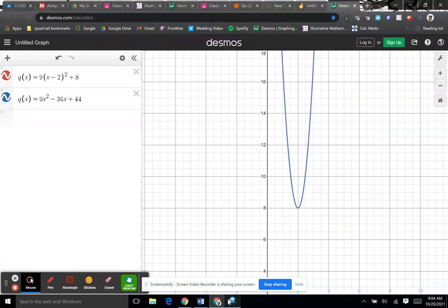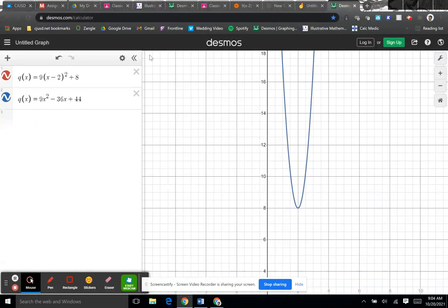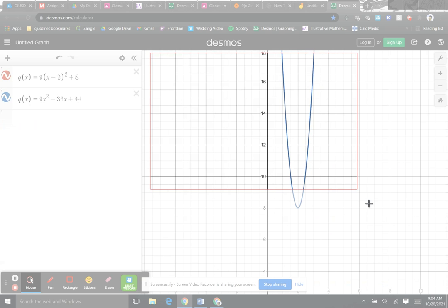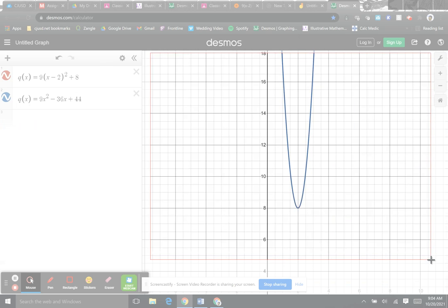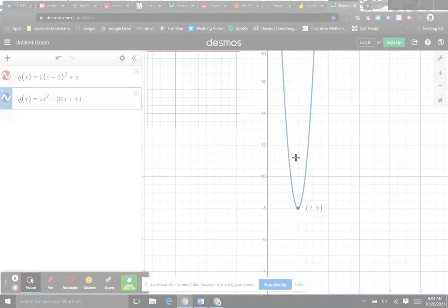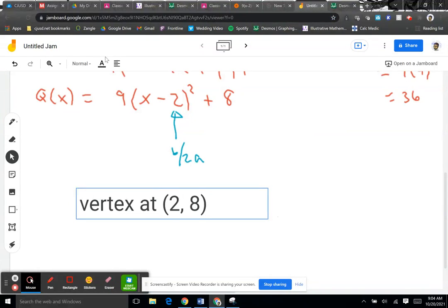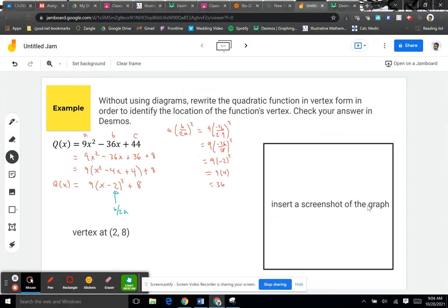So once you get a good picture of this graph, you'll screenshot it. When you screenshot it, have that vertex highlighted. So I'll do that again. And then we'll go back here and we'll paste it into this box where it says insert a screenshot of the graph.